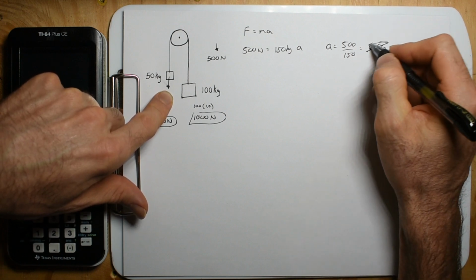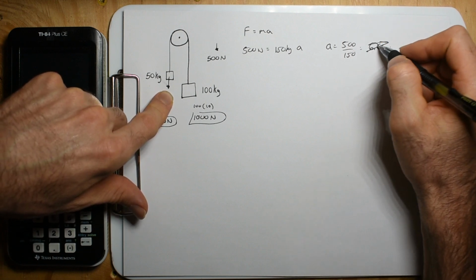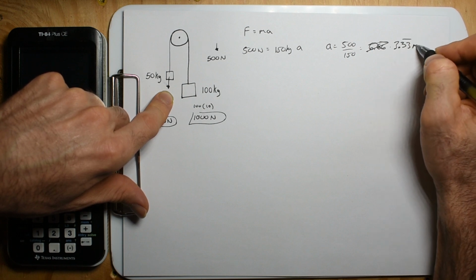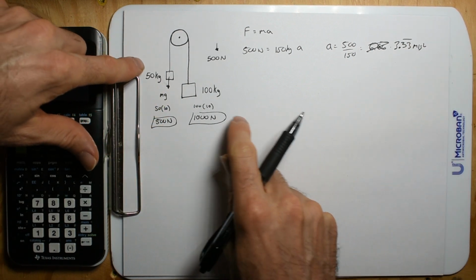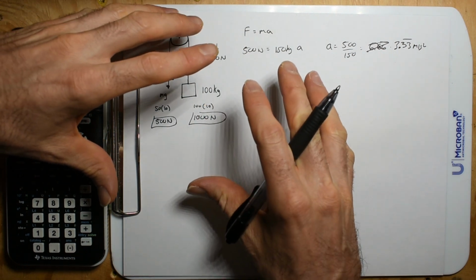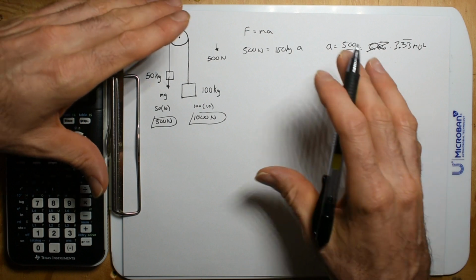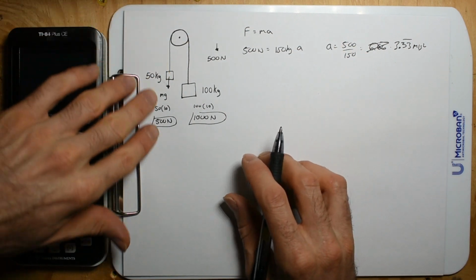Sweet. No, sorry about that. It's going to be 3.3. I was thinking about a different problem. Okay, so we got 3.3 meters per second squared. It's kind of interesting: gravity is 10 meters per second every second, so this is going to be a third as fast. Okay, sweet.